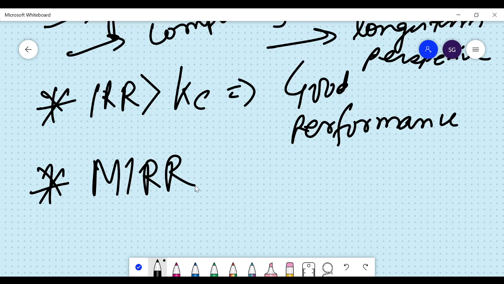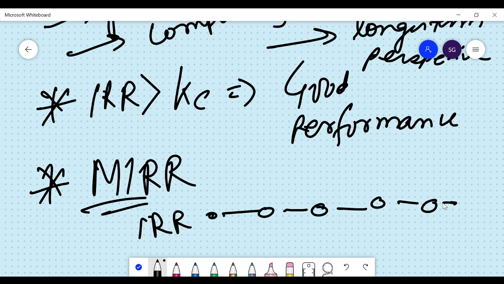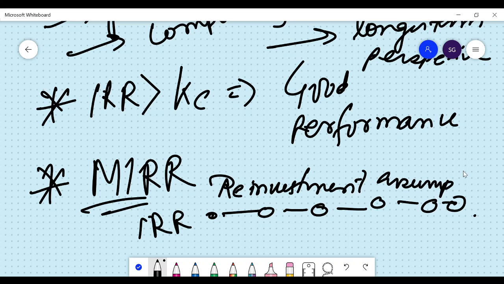Next we have modified IRR. We know that IRR assumes that the cash flows that we have are reinvested at the project's IRR over its life. This is known as the reinvestment assumption. But this is a weakness of IRR. The better assumption is that the cash flows are reinvested at the investor's minimum required rate of return, and MIRR assumes this.